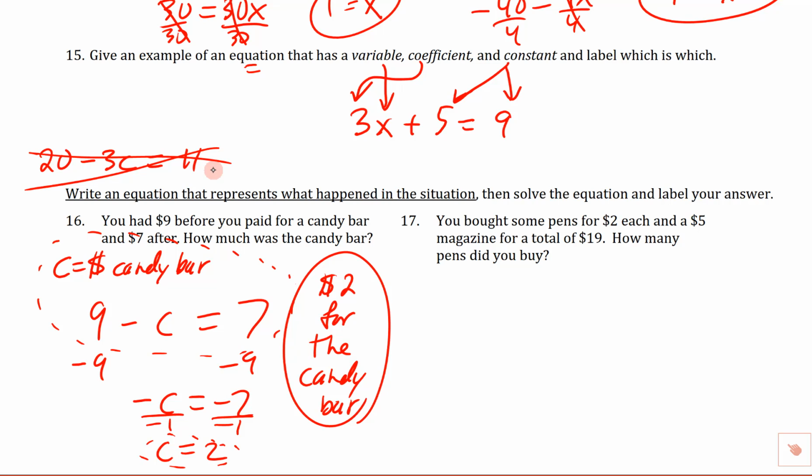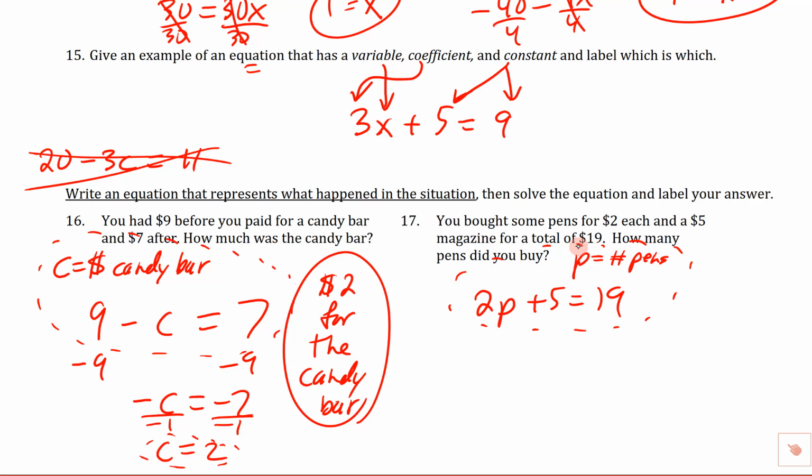Now this last one, it says you bought some pens for $2 each and then a $5 magazine for a total of $19. How many pens did you buy? So I'm going to say P for pens, and I'm going to put a number sign there because we're talking about the number of pens that we bought. We're not talking about how much they cost because they told us they were $2 each. We're talking about how many pens we bought. So $2 for every one of the pens. So 2 times P would represent the amount of money we spent on the pens, $5 magazine, and altogether the total was $19. Again, if you can do this, that's half the points right there.